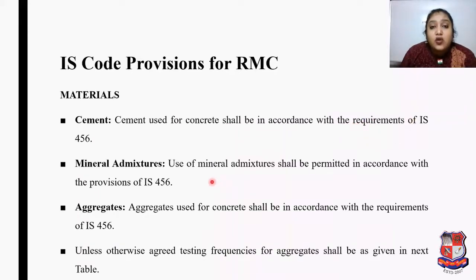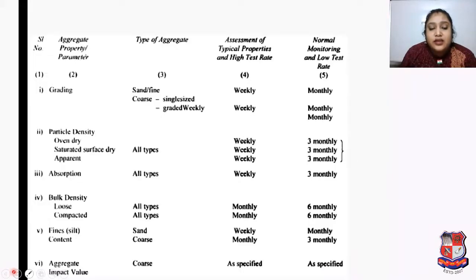Indian Standard 456. About mineral admixture, use of mineral admixture shall be permitted in accordance with the provision of Indian Standard 456 guideline. Aggregate used for concrete shall be in accordance with the requirement of IS 456, unless otherwise agreed. Testing frequencies for aggregates shall be as given in the next table, meaning in the next PPT.